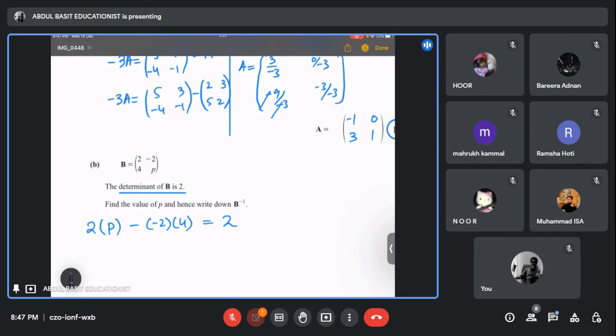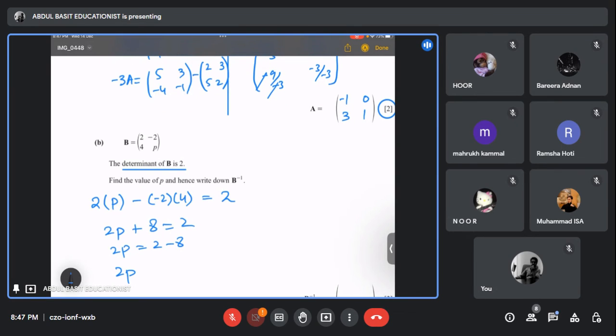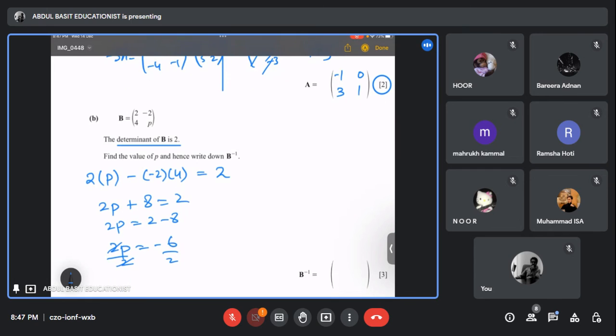So I think that's a piece of cake. 2p plus 2 fours are 8. That is equal to 2. 2p is equal to 2 minus 8. 2p is equal to minus 6, divided by 2 on both sides. So that means p is equal to what? Minus 3. So we have to put the value in the B inverse. So matrix B is now 2, 4, minus 2, and p is minus 3.